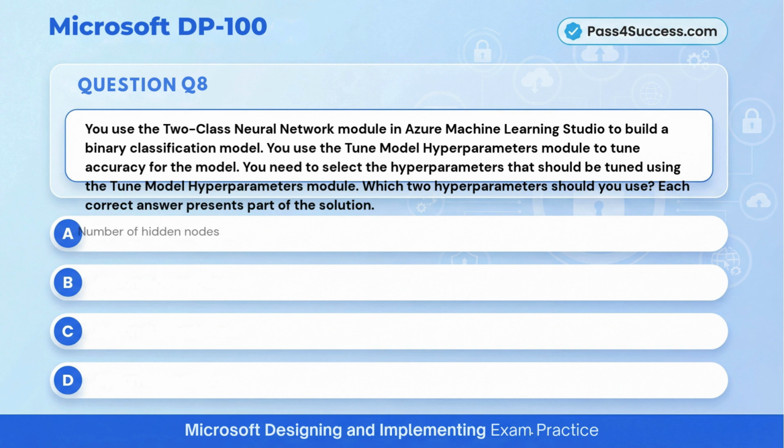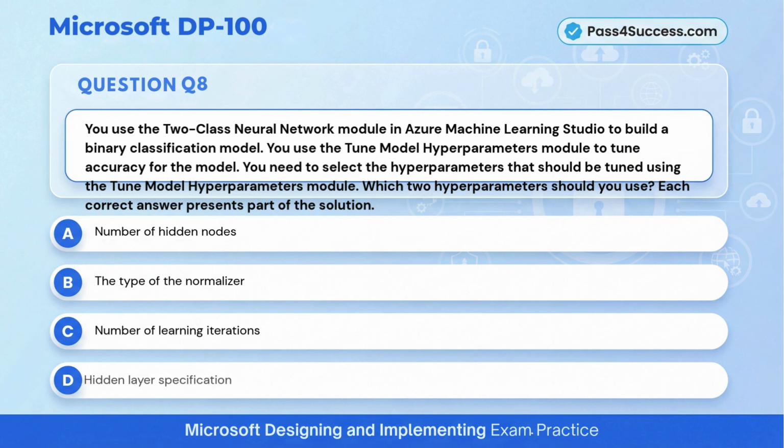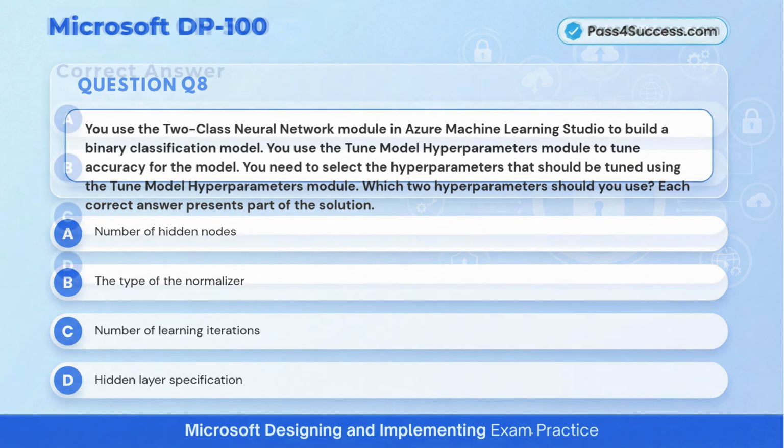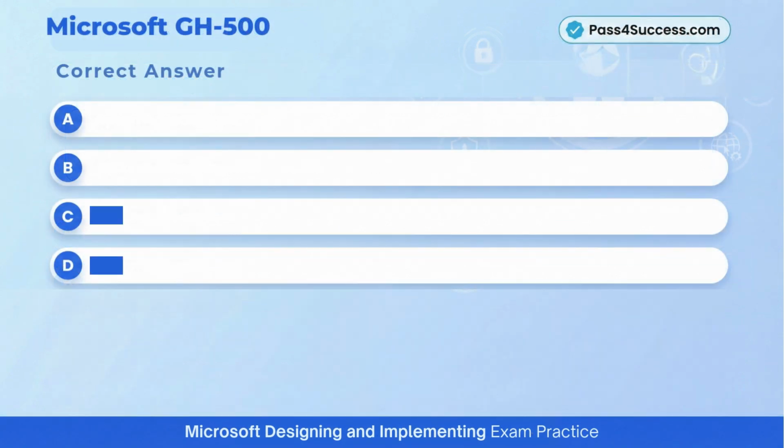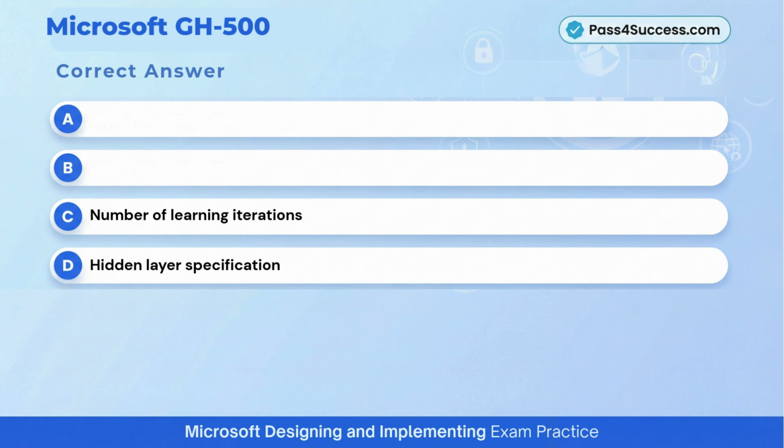Option A, number of hidden nodes. Option B, the type of the normalizer. Option C, number of learning iterations. Option D, hidden layer specification. The correct answer is C and D, number of learning iterations and hidden layer specification.